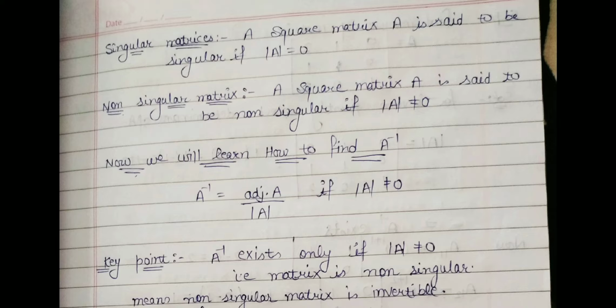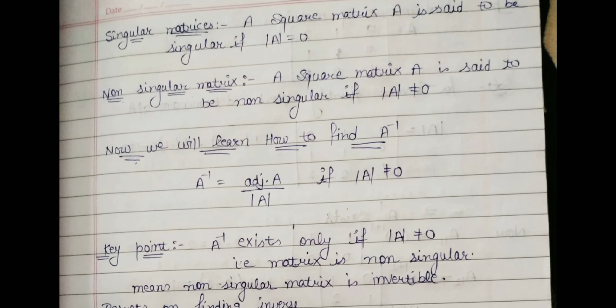For a singular matrix, a square matrix A is said to be singular if its determinant is equal to 0. And a square matrix A is said to be non-singular if its determinant is not equal to 0. Now we will see how to find A inverse.